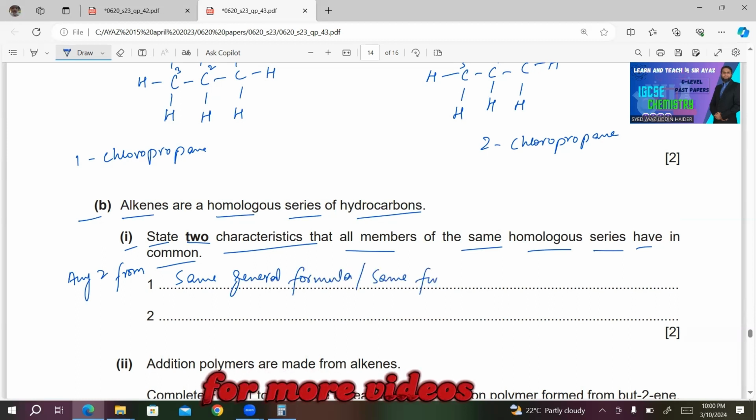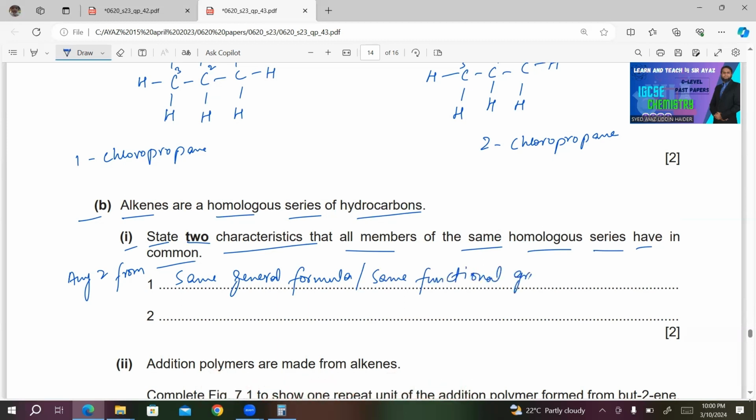same functional group, same chemical properties, same or similar method of preparation.